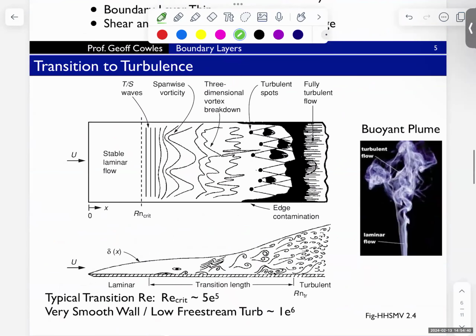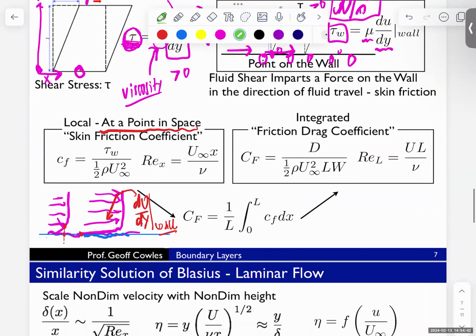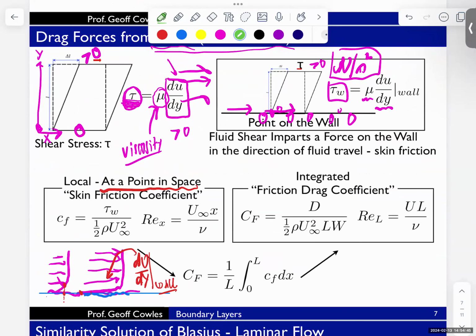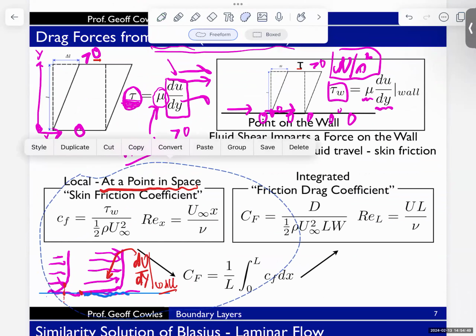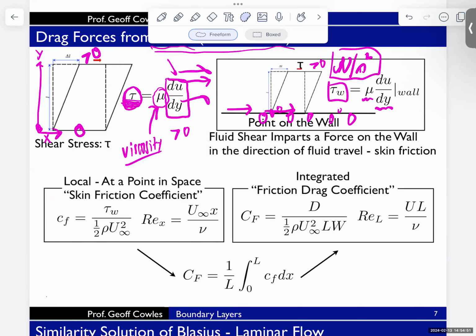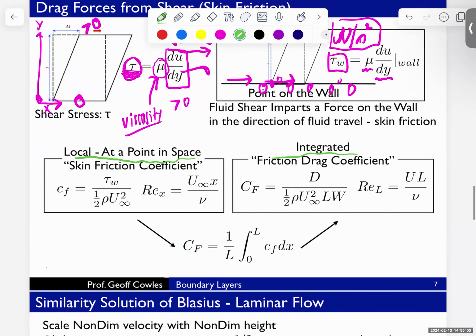So let me go back to our discussion here. Again, we're dealing with these two different ways of thinking about this. One is what's going on at a point in space, and one is integrating the whole distribution over the plate, and it gives us a drag coefficient for the plate.